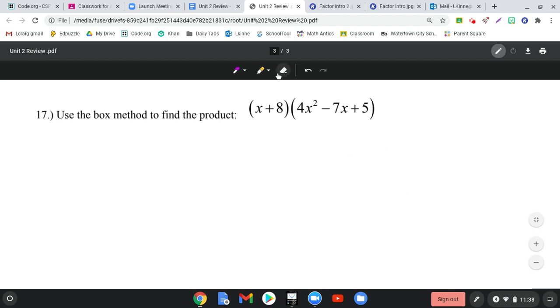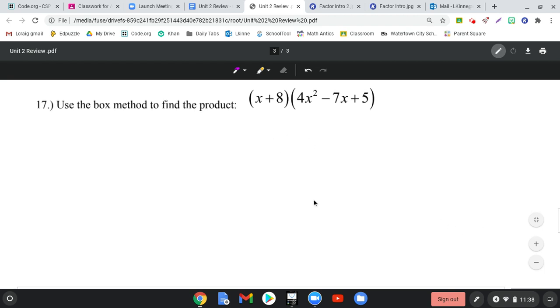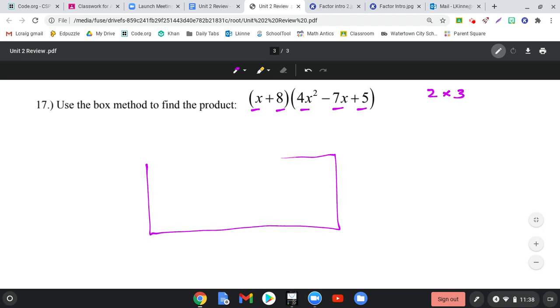Once again, you could double distribute, multiply the x by every single term over here in the 8. But even I like to do the box method for these longer ones because it keeps everything organized. Because we have 2 terms times 3 terms, we're going to need a 2 by 3 box. And I tend to use a horizontal one. You can go vertically if you'd like. This polynomial, since there's 2 terms, this binomial, has to go in front because there's 2 spots to fill. So x and positive 8.